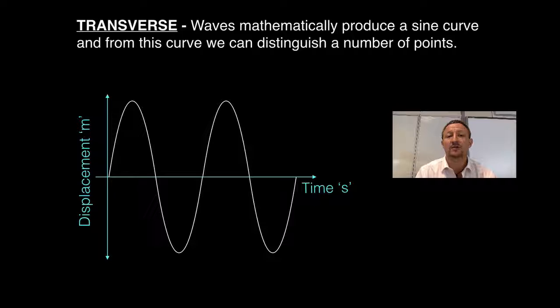Now, there's a number of points that we need to identify. First point we're going to identify is the peaks and the troughs. Basically, we get a top area, which is called a crest or a peak, and a bottom area, which we call a trough. It's just a way of identifying what part of the wave we happen to be looking at. So we've got crest at the top, we've got trough at the bottom.